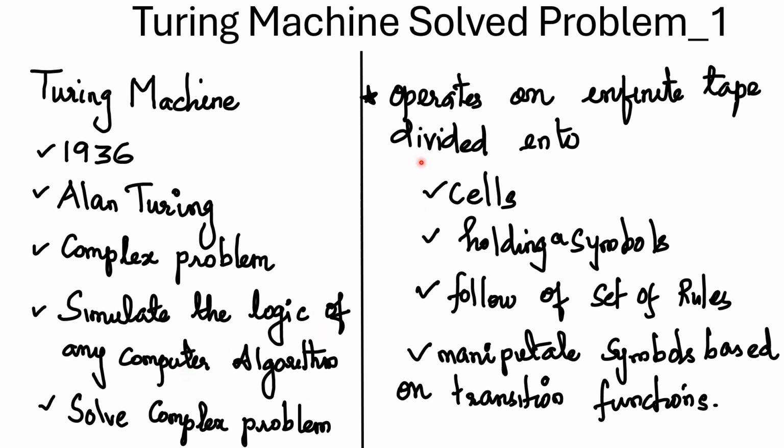and it operates on an infinite tape divided into cells, each cell holding a symbol, and it follows a set of rules to manipulate the symbols based on the transition functions. So the challenging task here is to write the transition functions to proceed and to manipulate the symbols. Okay.